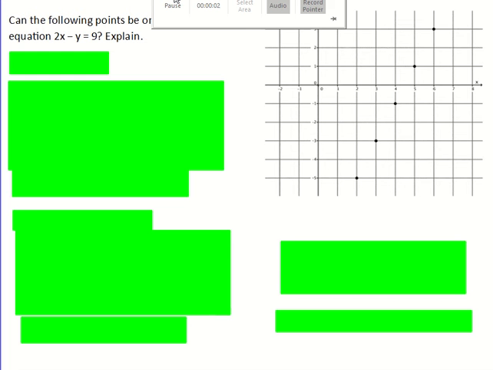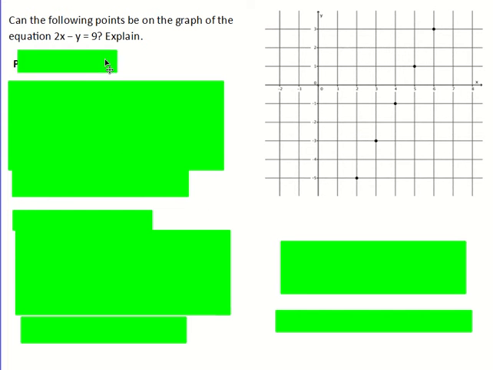Here's our examples from 8th grade Mod 4, Lesson 13. Can the following points be on the graph of the equation 2x minus y equals 9? Explain. And they give us this graph, and the graph has some points on it. So what you're going to do is first start by picking a point on the graph.